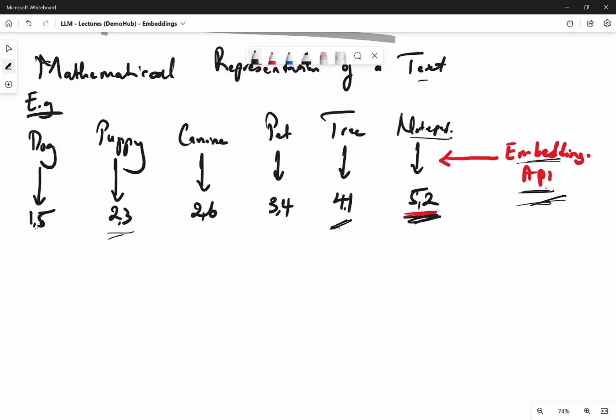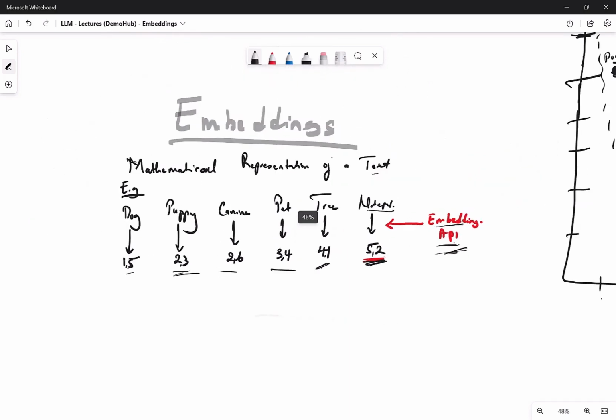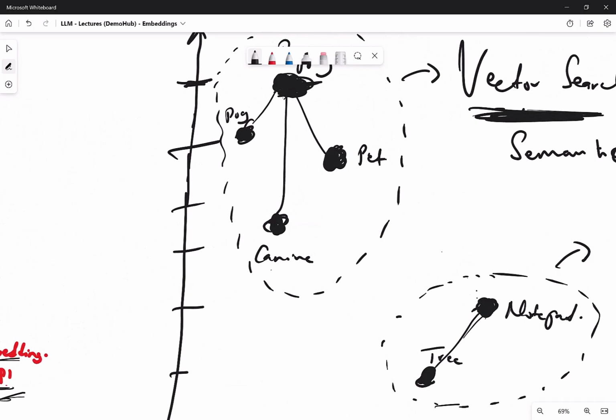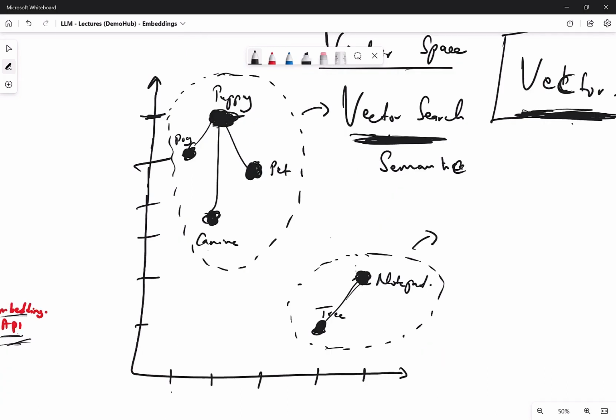That's the reason why, even though we got seemingly random numbers, when you plot that into a vector space, you start seeing things like a pet and a puppy and a dog clustered and closer to each other more so than a notepad and a tree. That heavy lifting has been done for us by the OpenAI embeddings model. We can do the clustering manually because we can visually see this.